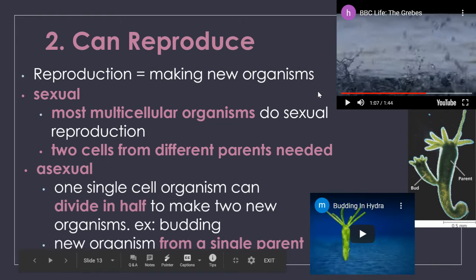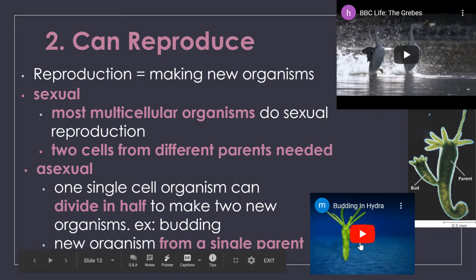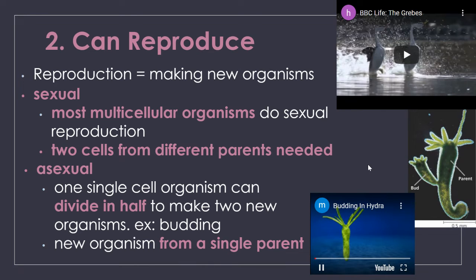Next, we have asexual reproduction as well, and that's when a single cell can actually divide in half to make a new organism, and that's called budding. And those organisms would come from one single parent. So that actually happens with Hydra. You can see a Hydra here. This is the original one, and then a bud has come off of it. You can see a little video of how that happens right down here if you look at the bottom of your screen. So there's the Hydra.